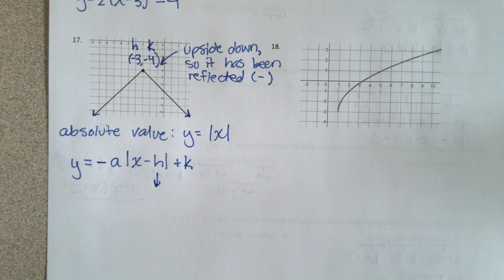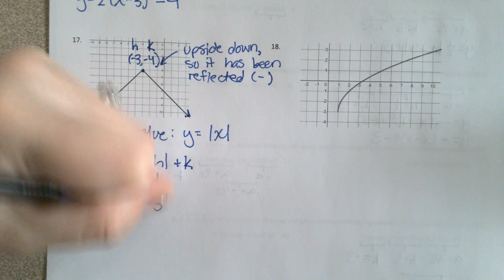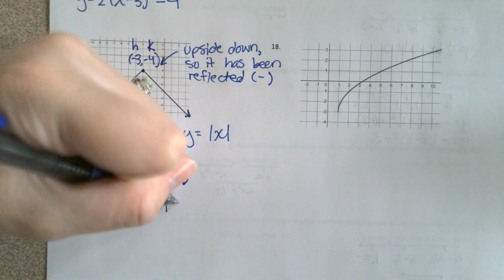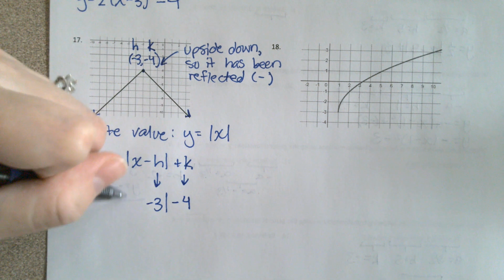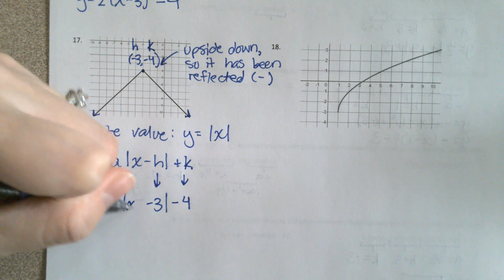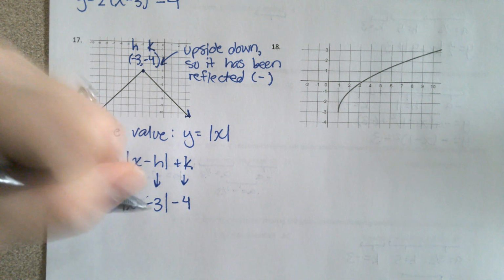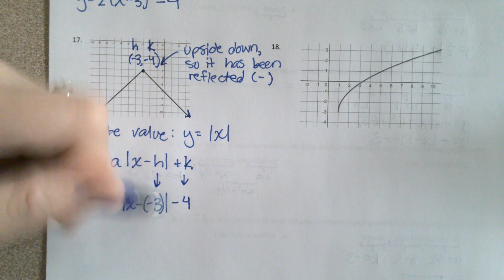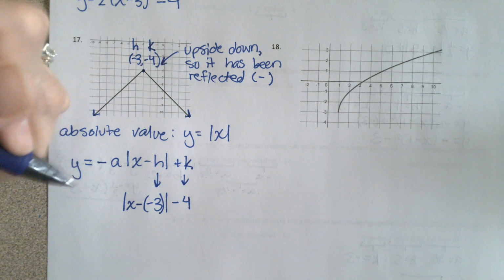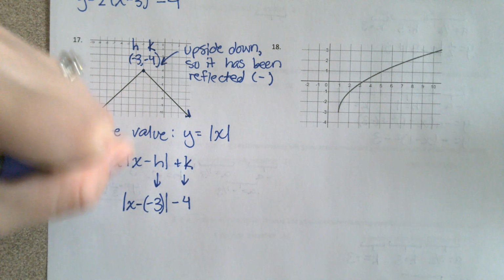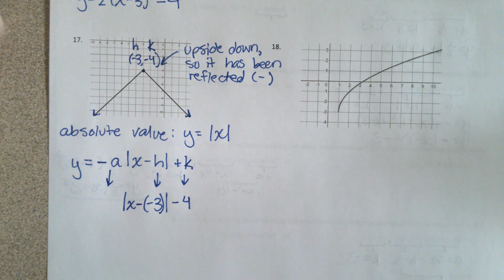So let's plug these in. H is negative 3. K is negative 4. Now again, when you bring down the x minus, make sure you bring down both minuses, not just the h. And then here, we have negative.